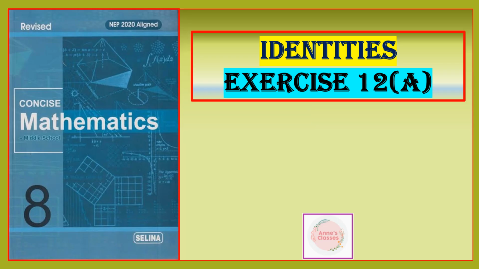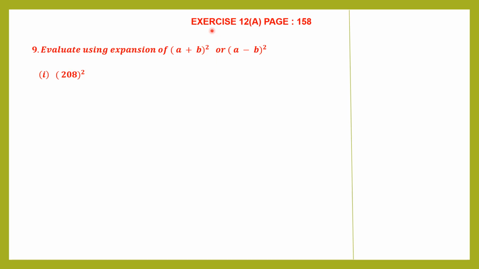Let's do identities exercise 12A. Exercise 12A is on page number 158. We are doing question 9. Evaluate using the expansion of (a plus b) the whole square or (a minus b) the whole square. That means we're going to evaluate this by using this expansion. That means we have to put this in the form of either this or this.